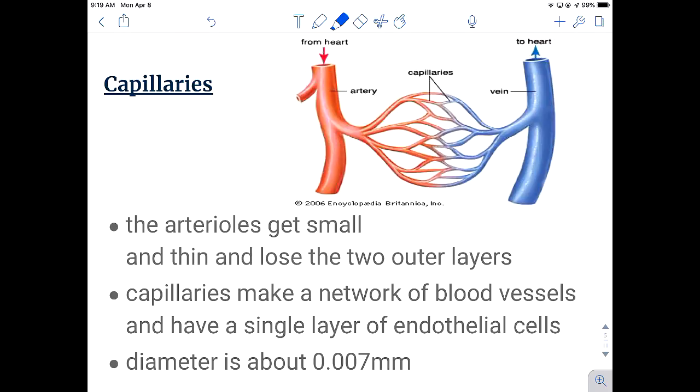So once the arterioles get smaller and smaller, at some point they become what we call capillaries. And capillaries are really essential to the blood system. At the point where we are capillary sized, the opening is about the size of a single cell. It's actually slightly smaller than a red blood cell.